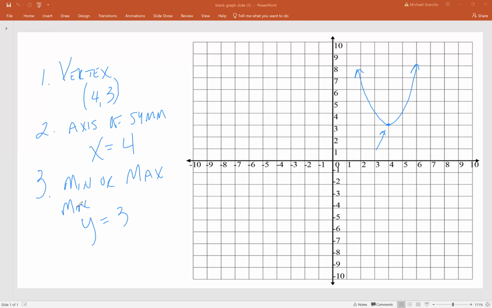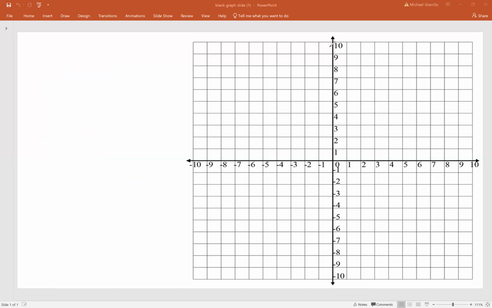And then, of course, we could find the y-intercept. I just didn't do a very good job of it. It probably would have continued up here at about 11 or so, but I didn't draw that part. So that's okay. You can handle that. All right. So that's the first type of thing.